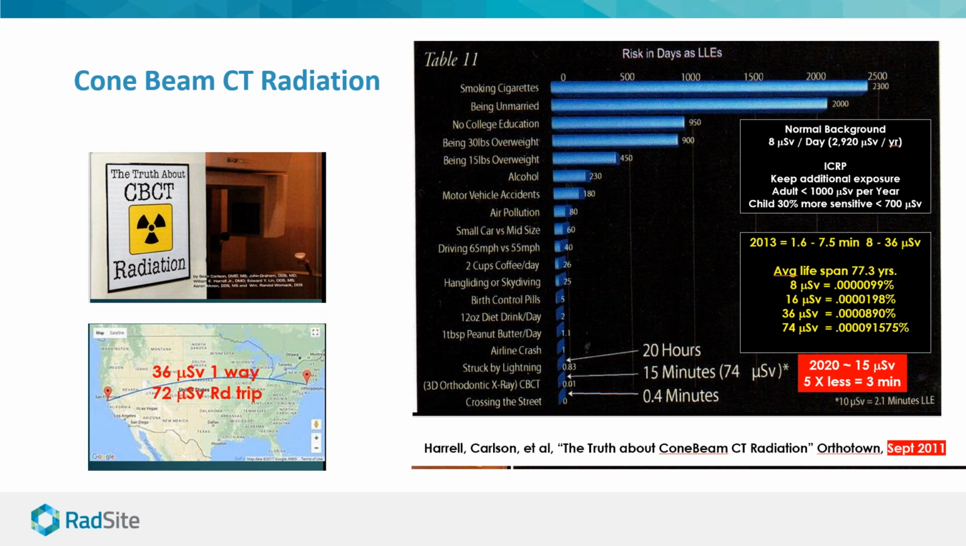So this was back in 2011, but there are public health officials and other groups that look at the loss of life expectancy when you do certain risky things, like smoking cigarettes. You tend to lose about 2,300 days of your life. If you go down the list, I'm not going to go into all of them, but 2 cups of coffee a day costs you about 26 days of your life.